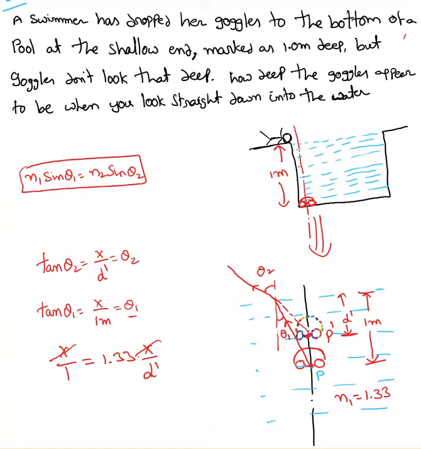Here the light ray is coming from the object, so theta 1 is the angle of incidence, and theta 2 is the angle of refraction. When the light ray travels from water to air, it is going to go away from the normal. That's the normal.